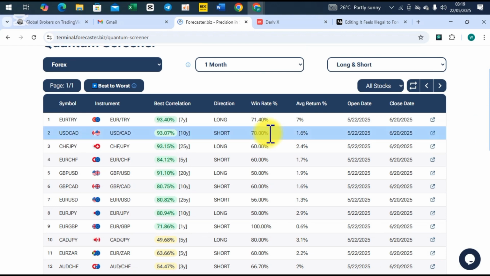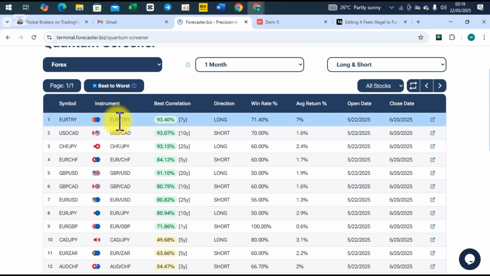I have been observing this for a long time, and I have discovered that this euro and Turkish lira, this TRY is Turkish lira, has been correcting above 91%. Up to date, it is now 93.40. I even wrote an article version of this video, and it was 93.66. Now today is 93.40, and it is correlating with 7 years ago. The current price movement is correlating with the price pattern of 7 years ago.